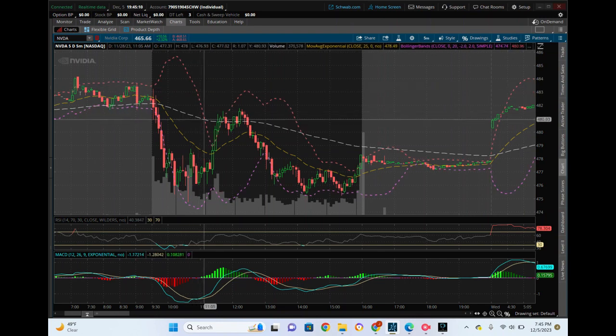Once it starts to tighten up right here, that's indicating that there's going to be a sharp movement in either direction. And as we can see right around here, we see a sharp movement in the upward direction.